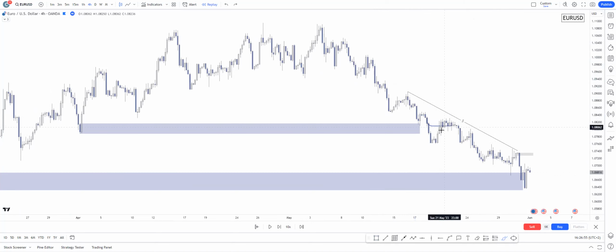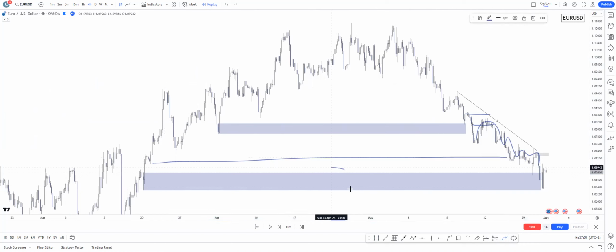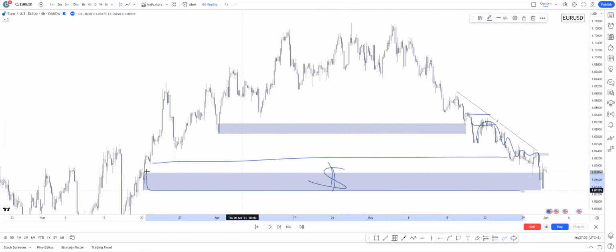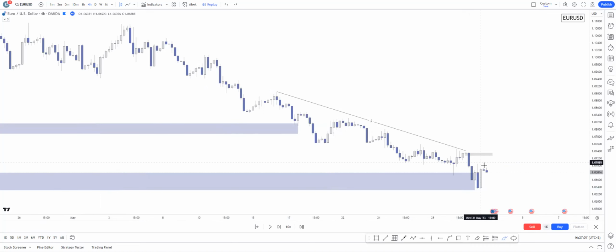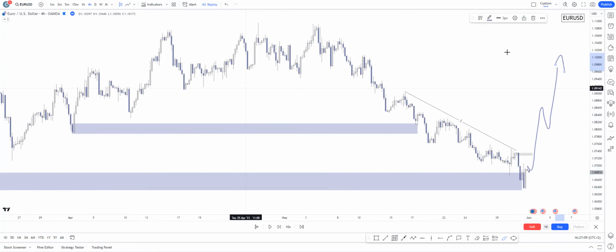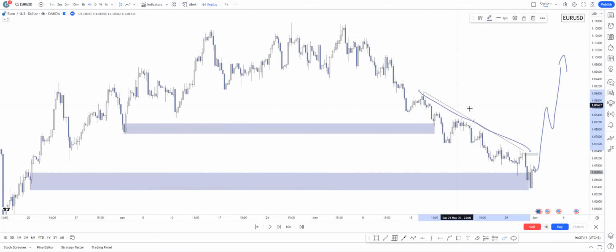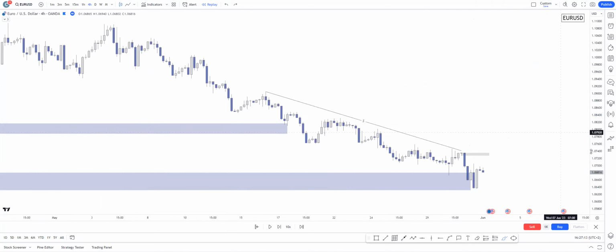And after this flip area mitigation, flips the 4-hour supply zone mitigation, price action just swept all of this liquidity into this 4-hour area where we can really expect the bigger reversal to the upside and expect the sweep of this liquidity right here. So we will see what happens.